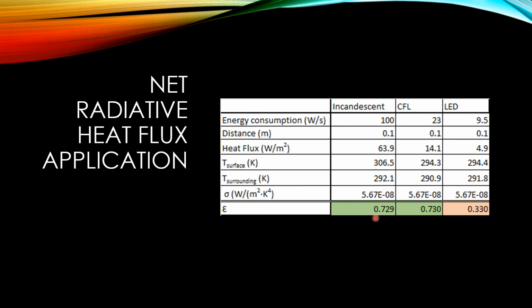And as you can see, the emissivity for incandescent and fluorescent light bulbs were pretty much identical. And then the LED gave us a much smaller value. And I think the reason behind this is due to the fact that the LED emits so little radiative heat energy that it wasn't able to register too much heat flux on the sensor. Therefore, just the temperature difference wasn't great enough to provide enough emissivity on the surface.